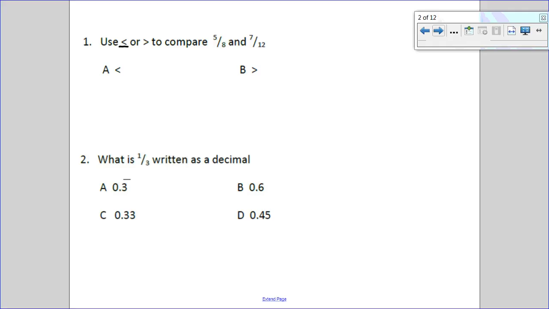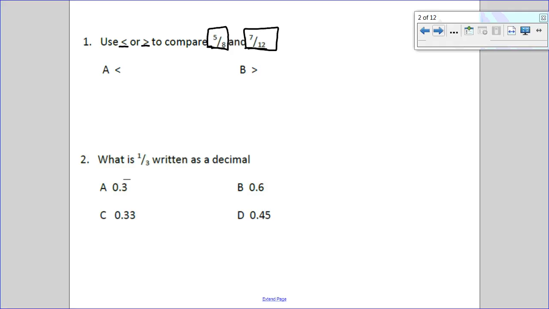We have to use these symbols, the greater than or less than symbol, to compare these two fractions. Okay? Well, there's 2 ways we can go. We can't compare these like they are. It's really hard to see which one is bigger, because there's a different number on the bottom, different number on the top. We really don't know which one is bigger.